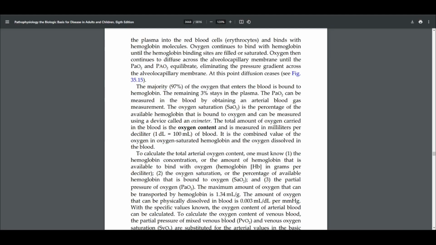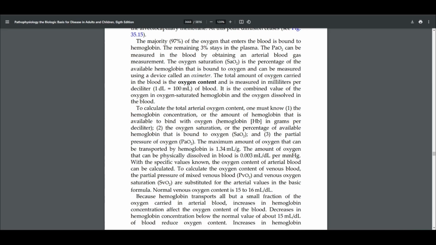Oxygen continues to bind with hemoglobin until the hemoglobin binding sites are filled, or saturated. Oxygen then continues to diffuse across the alveolar capillary membrane until the PAO2 and PaO2 equilibrate, eliminating the pressure gradient across the alveolar capillary membrane. At this point, diffusion ceases. The majority, about 97%, of oxygen that enters the blood is bound to hemoglobin, the remaining 3% to plasma.